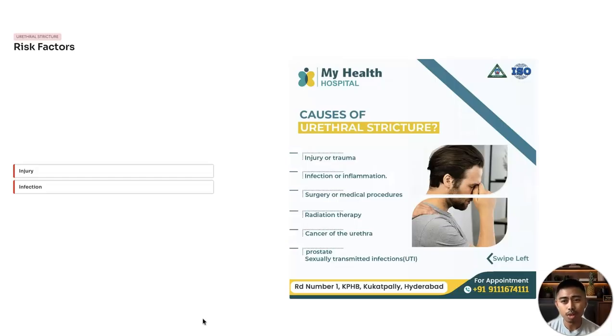There's also problems with the prostate that can lead to urethral strictures as well. So infection and inflammation in the prostate, since it's so close to the urethra, don't be surprised if issues with the prostate cause a urethral stricture.